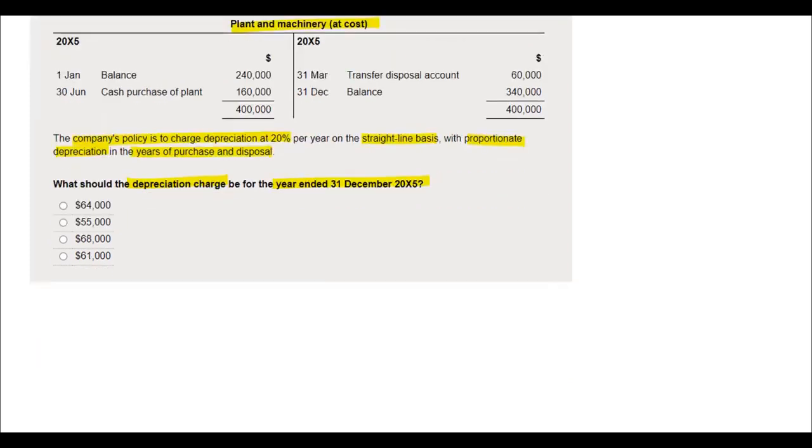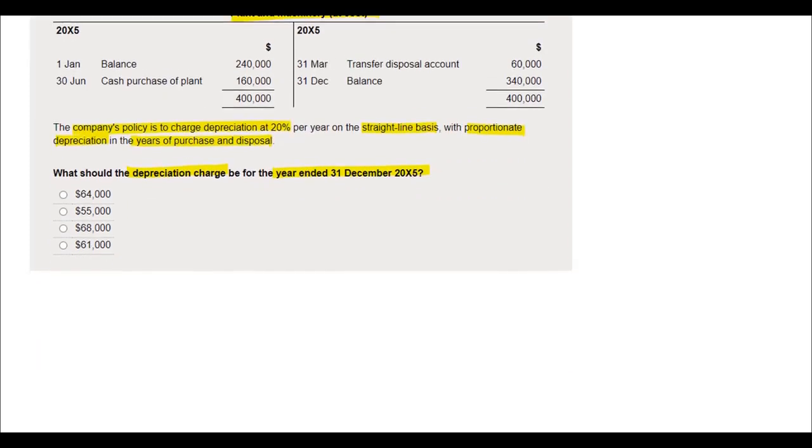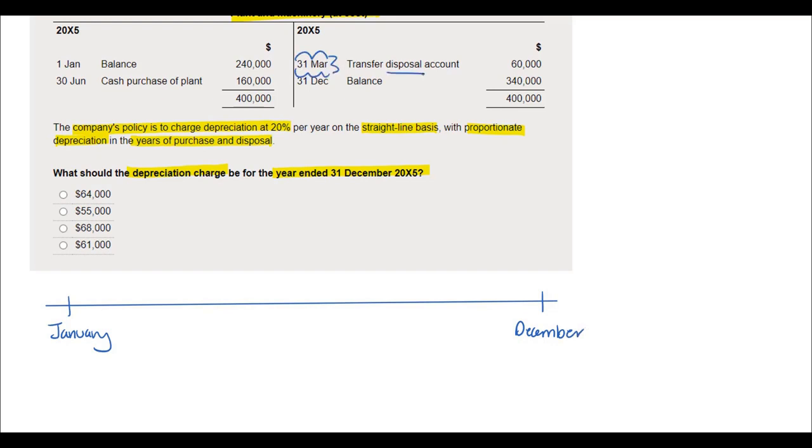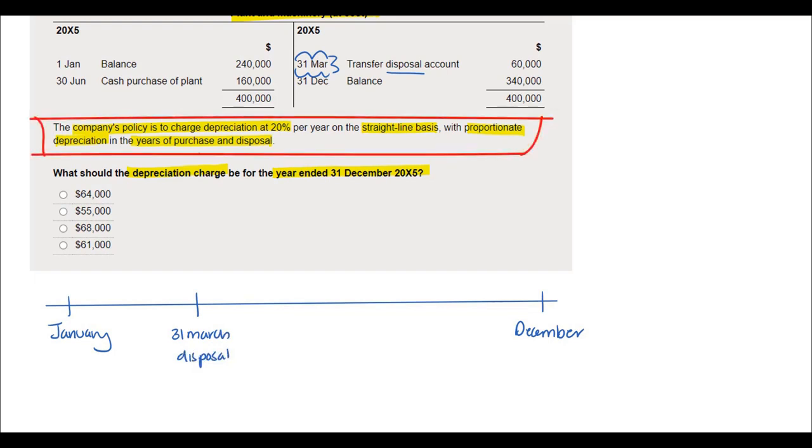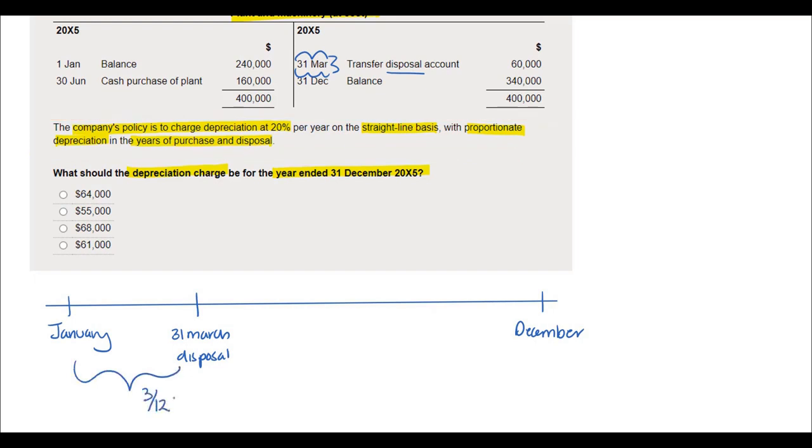I think the best way to deal with this type of question is to firstly visualize a timeline. So let's do precisely that. We're told that the year end is December, so the beginning of the year will be January, with the end of the year being December. The information in the T account reveals that on 31st of March, there was a disposal of an asset. So if I mark that up in my timeline, 31st of March, they have a disposal. Because the depreciation policy is proportionate in the years of purchase and disposal, we can establish that for at least 3 months of this year, the asset that is disposed of would have been depreciated.